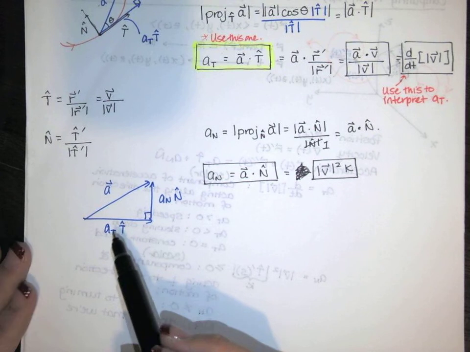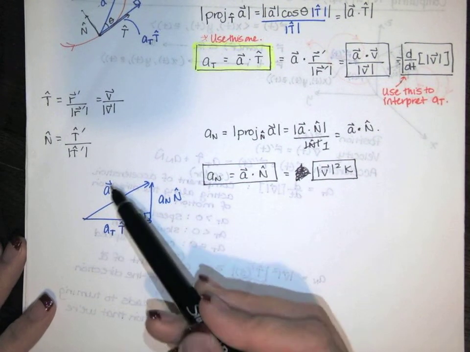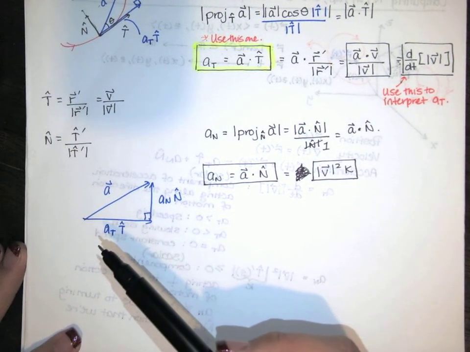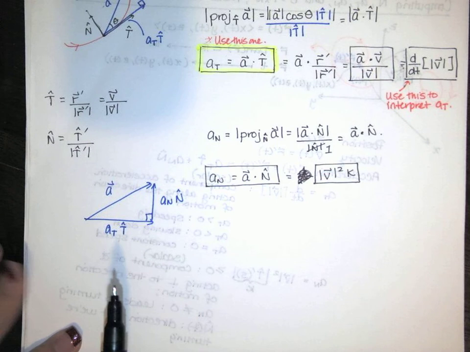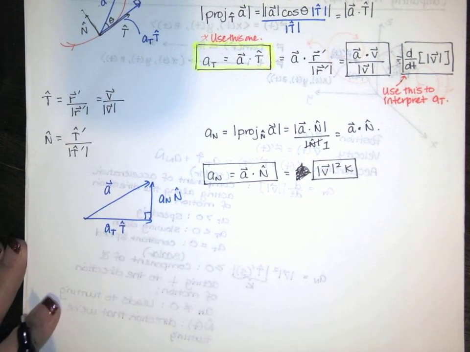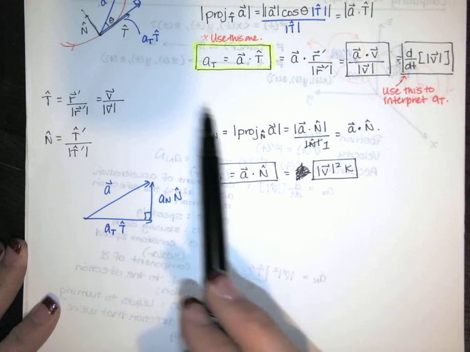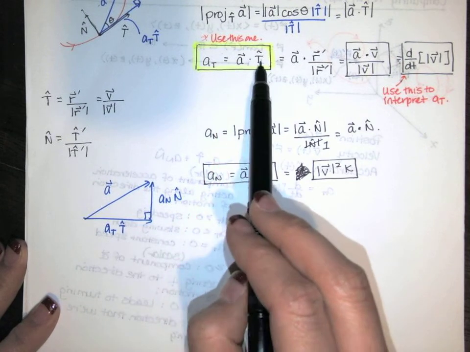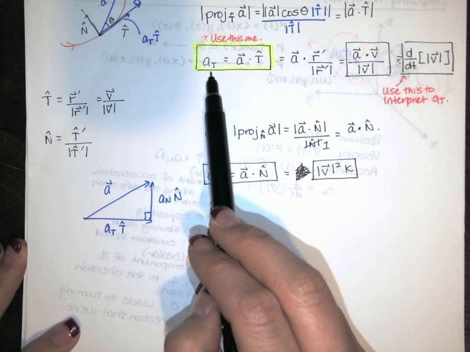With that in mind, look, I've got a right triangle. It's very easy to find the acceleration. I just take the second derivative of position. It's very easy to find t hat. I just take the velocity and divide it by the speed. And once I have acceleration and t hat, I can take their dot product to get a sub t.